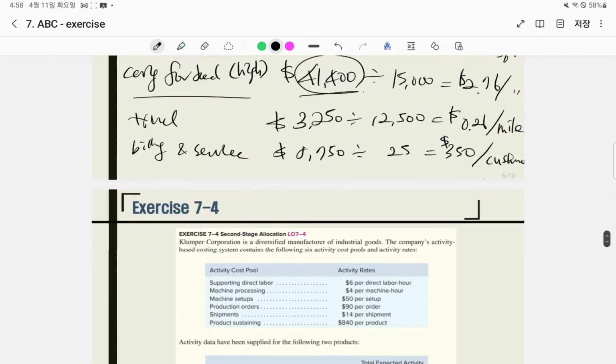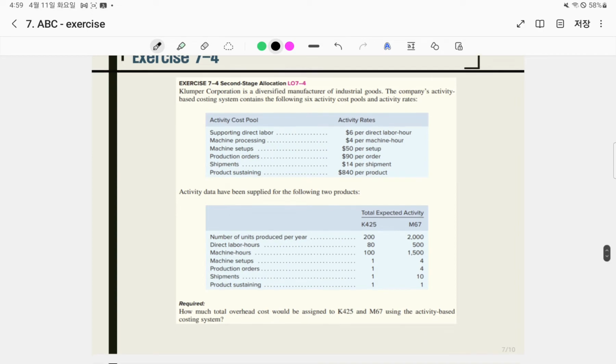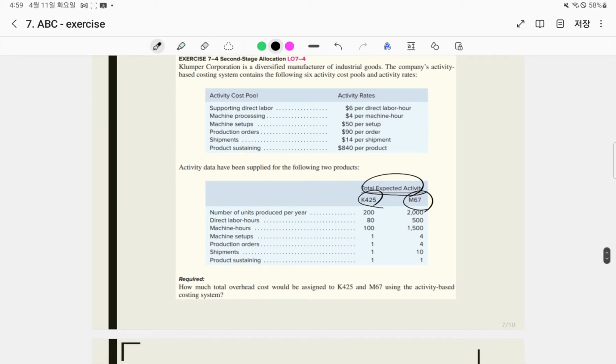Then the next step is second stage allocation. Okay, you already have activity rate for each activity, and then you will be given the expected activity level for each order or for each product or for each customer. Okay, and then all you have to do is multiply the activity rates with the activity level of each cost object.